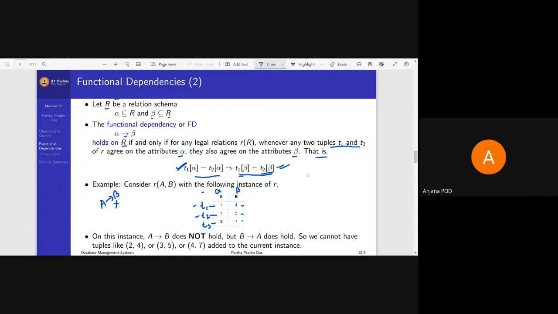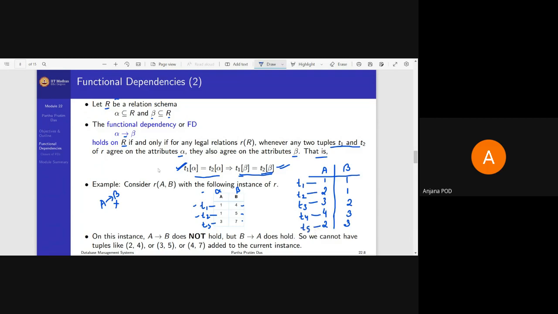Ma'am, it's not clear to me. Yeah, we'll try to understand this with one more example. Again we are taking A and B, and let us take the tuples as 1, 2, 3, 4, and then again 2, with B values 1, 1, 3, 3. Let us consider these as tuple 1, tuple 2, tuple 3, tuple 4, and tuple 5.